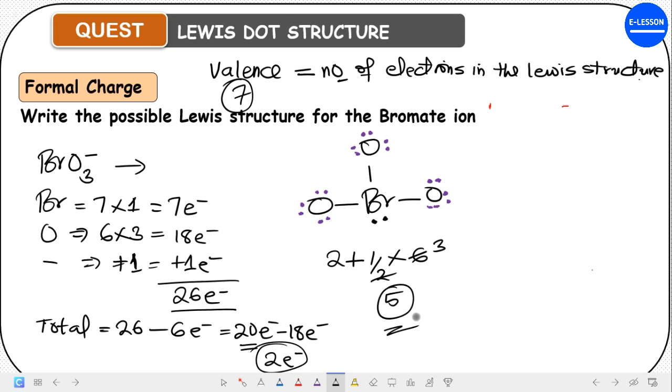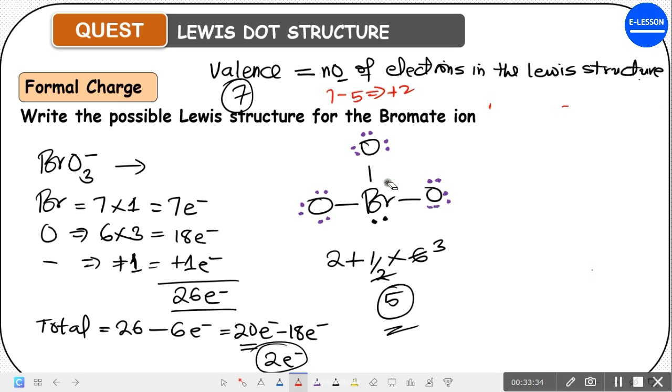Now this 5, what is it telling us? It tells us that bromine needs 2 more electrons in order for this compound to be very stable, and that will give us the correct resonance form and the correct Lewis structure. Now how do we do that? It's very easy. In this structure, bromine is 7 minus 5, which is plus 2. It means that this bromine has a charge of plus 2.